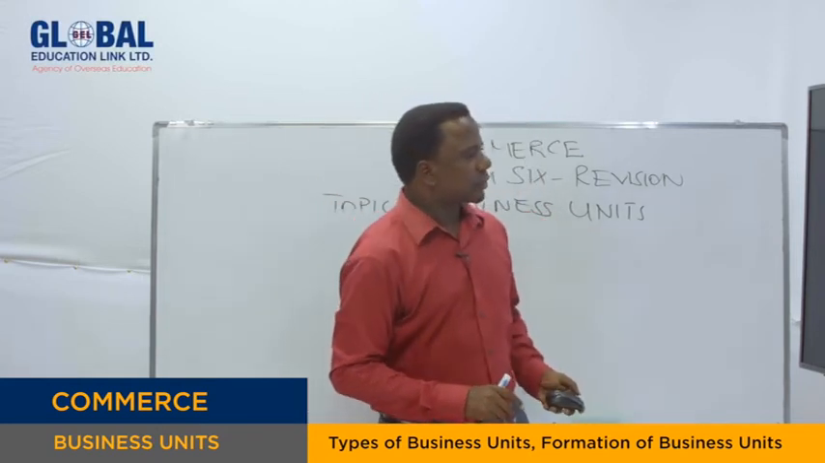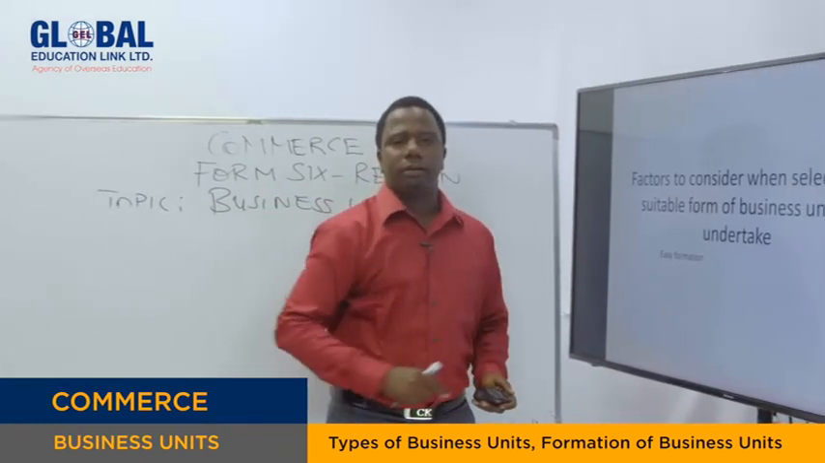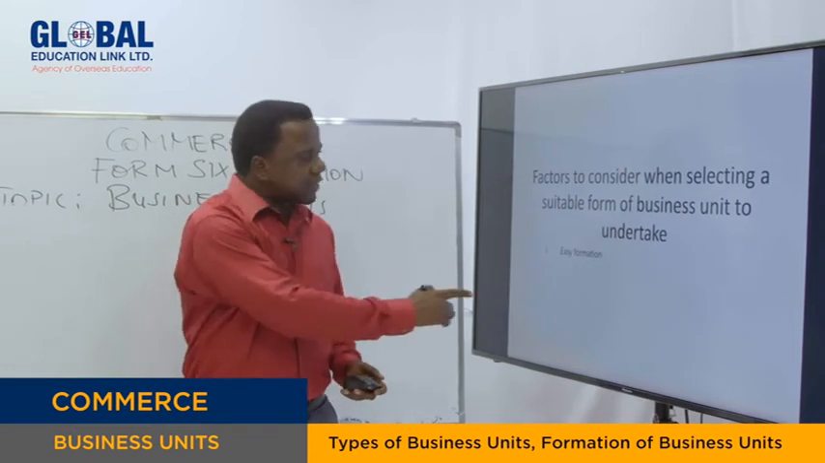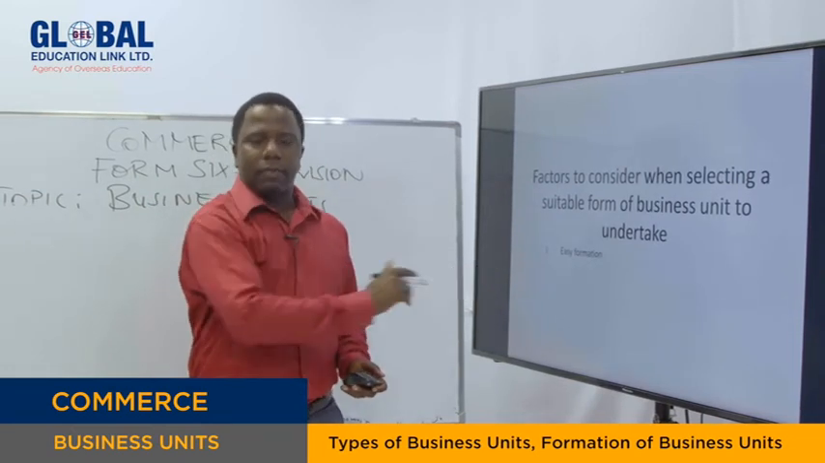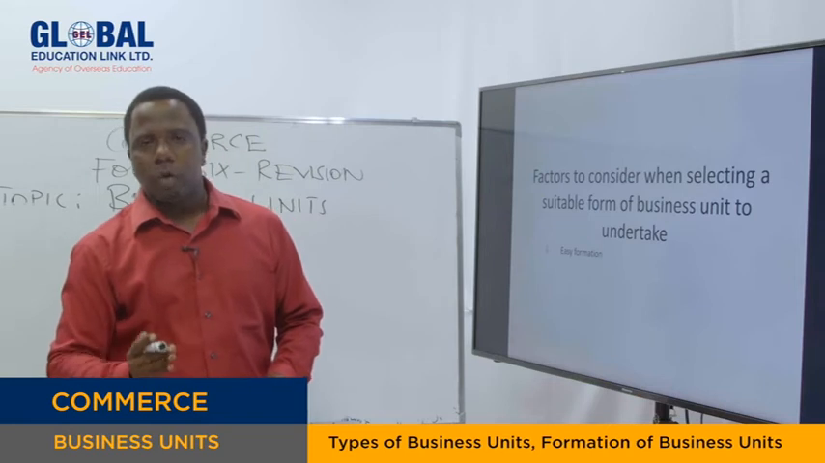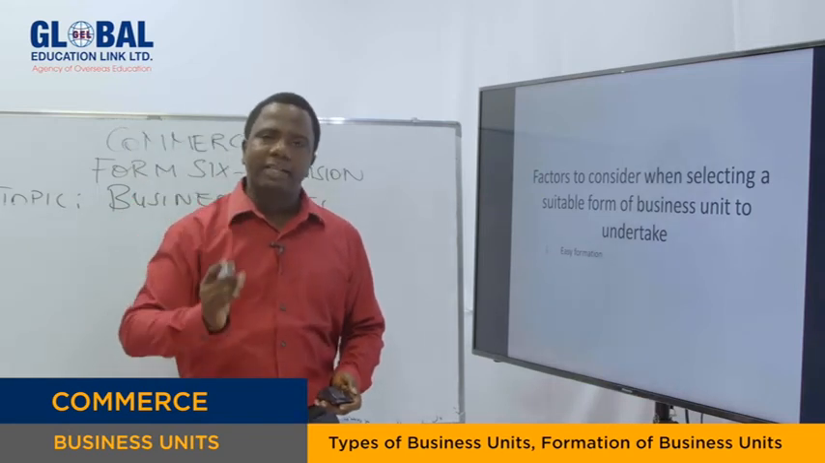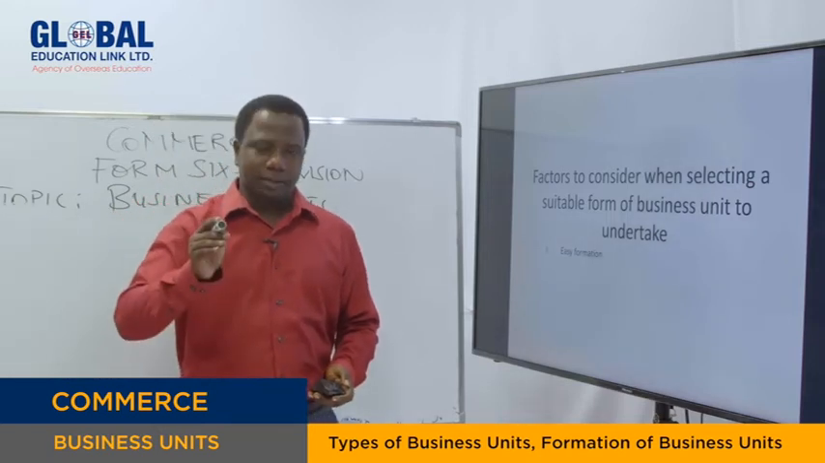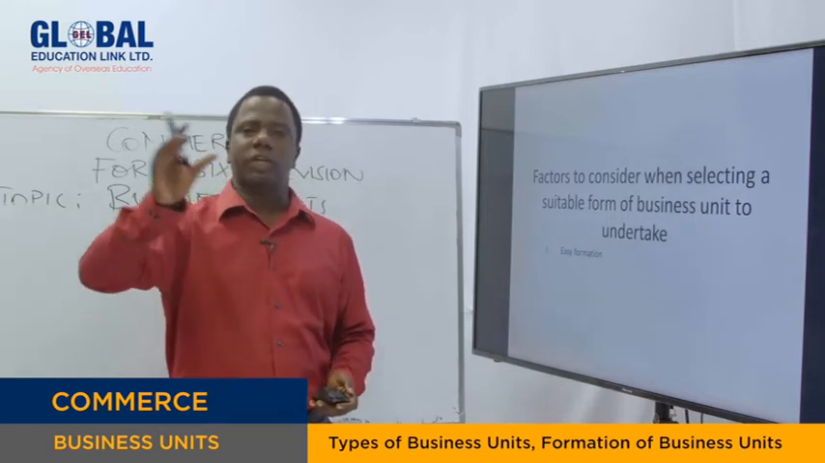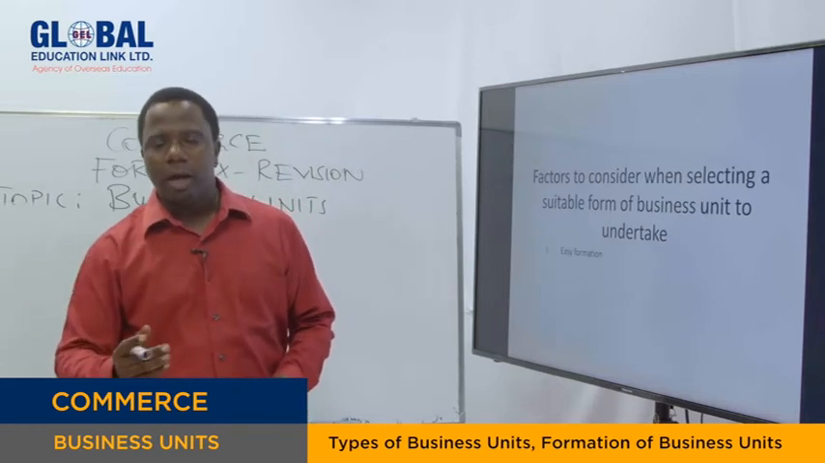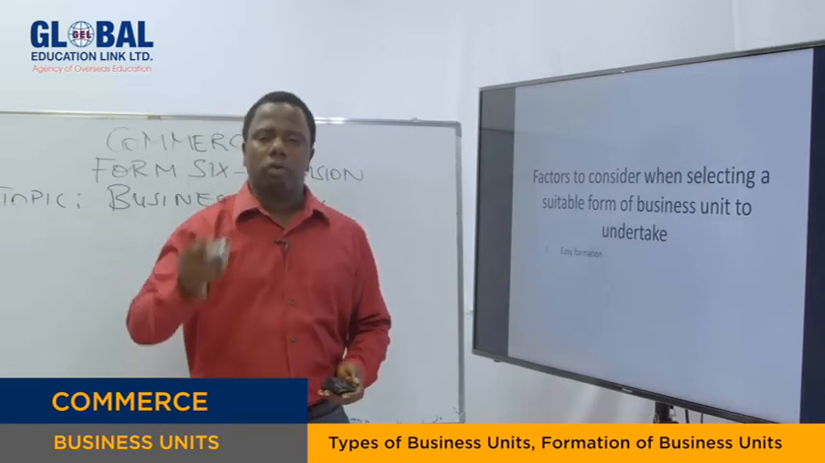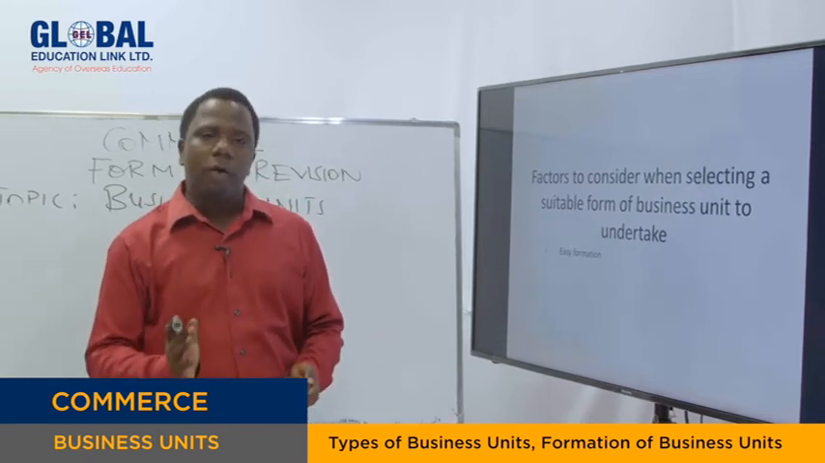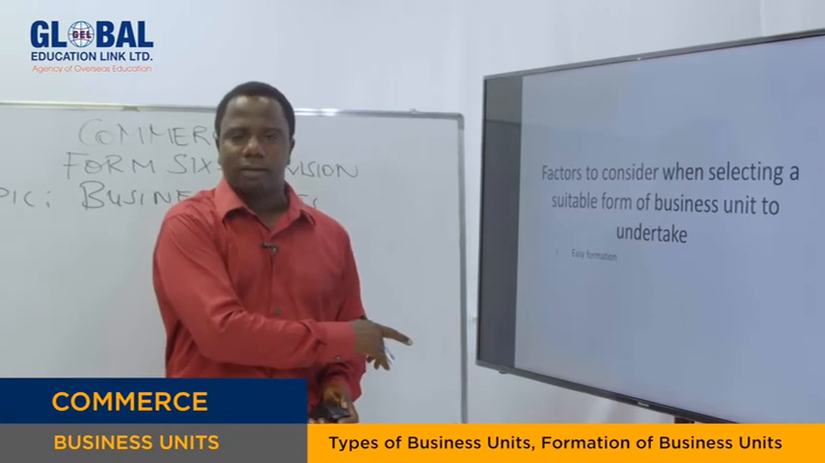So number one is easy formation. Before you choose or select, you must focus on this. There are some business units which have complicated procedures in their formation. For example, a company has some procedures in its formation, but a sole proprietorship or sole trader is very easy to form. So before you choose, you must consider this factor.